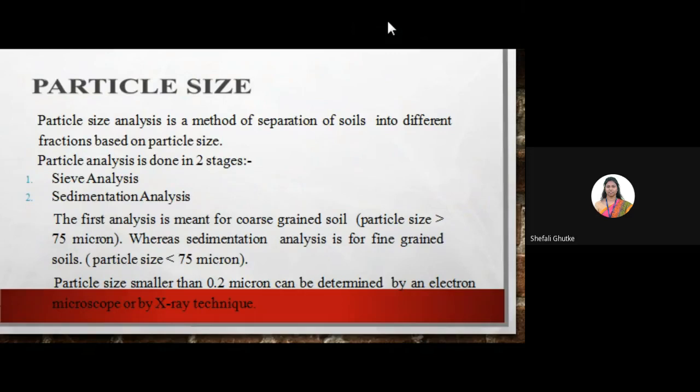Next index property is particle size. So the particle size analysis is basically a method of separation of a soil into different fractions based on particle sizes. Okay. So the particle analysis is basically done in two stages. First one is sieve analysis and the second one is sedimentation analysis. The first analysis is meant for coarse grained soils, whereas the sedimentation analysis is meant for fine grained soils. A particle size smaller than 0.2 micron can be determined by an electron microscope or by X-ray technique.